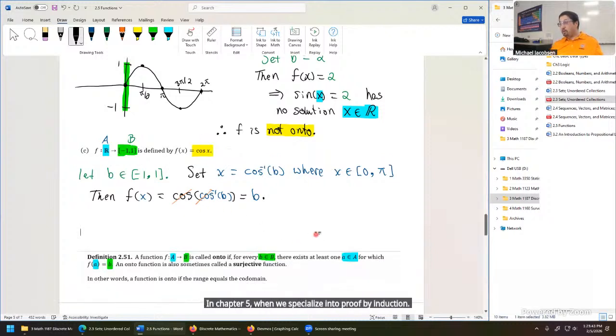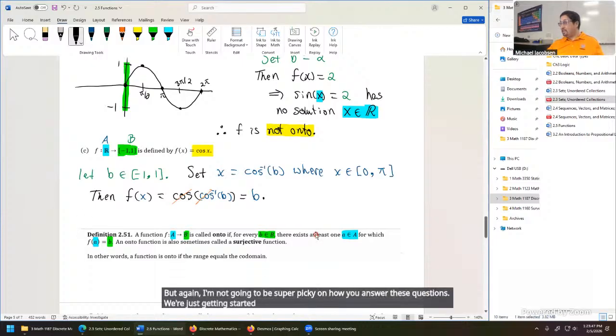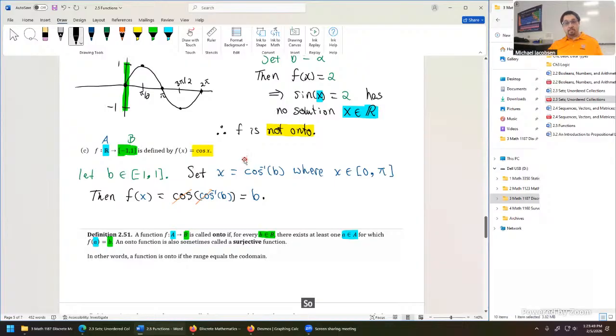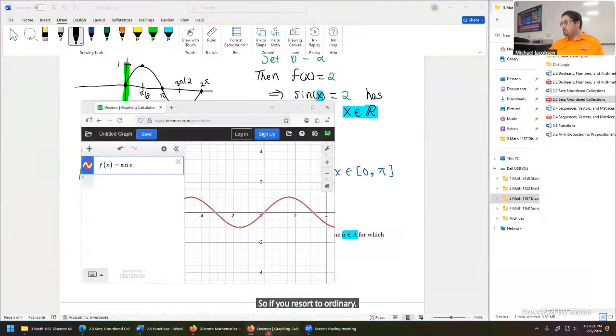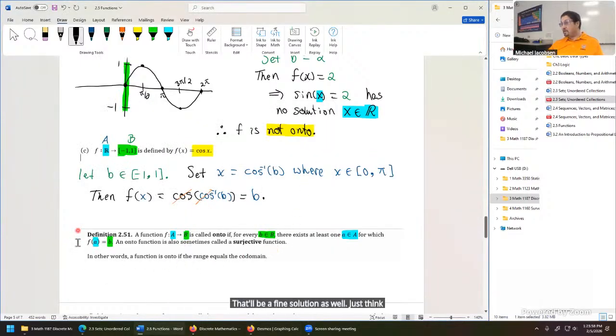But again, I'm not going to be super picky on how you answer these questions. We're just getting started thinking this way. So if you resort to ordinary graphical analysis, say what you see on the page or draw it on paper, that'll be a fine solution as well. Just think in terms of the onto here to guide your reasoning.